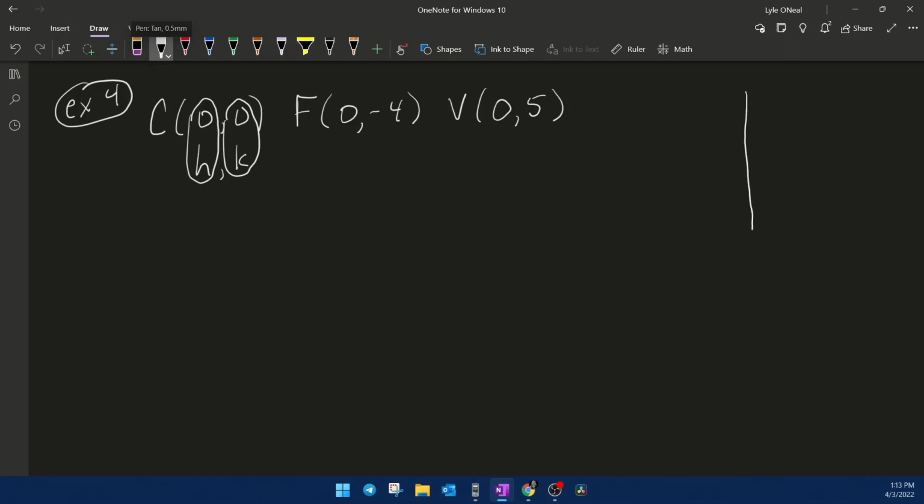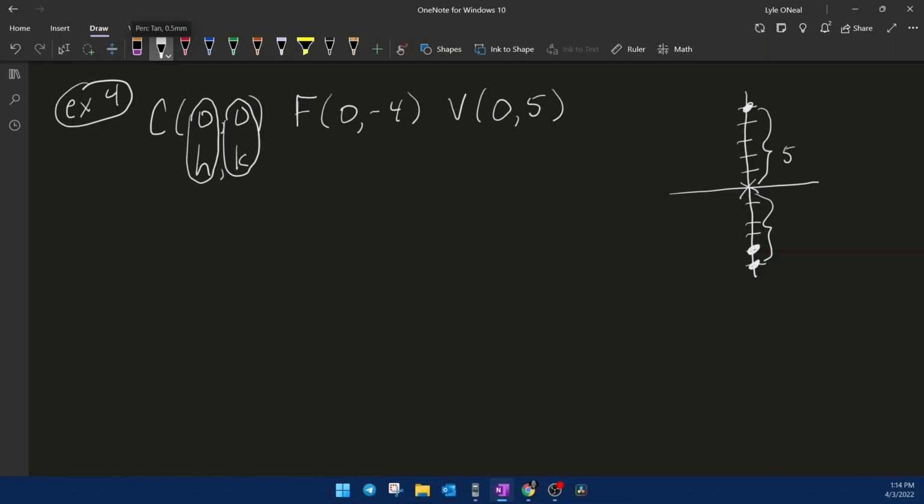So what I want to do is come over here to the side and just sketch a quick graph. I want to plot the vertex at 0, 5, but then I want to plot the focus at 0, negative 4. And remember, we said that this is going to be a vertical major axis, and if we're centered at the origin, then the other vertex is going to have to be equidistant from the origin. So this vertex was 5 units up, so the other vertex is going to have to be 5 units down. And so from this we can get the value of a.